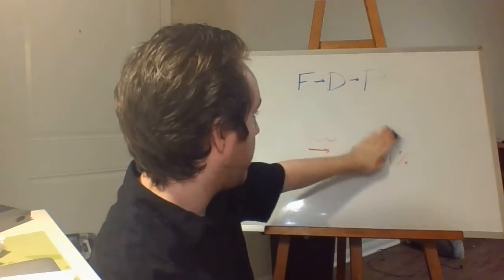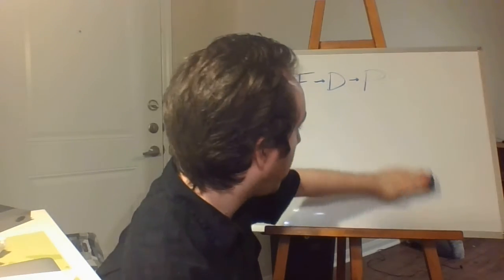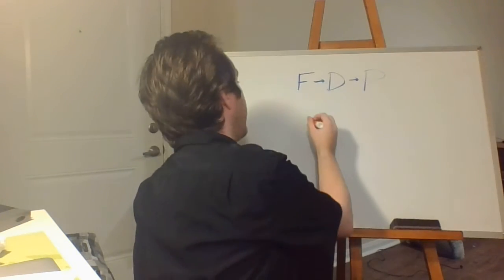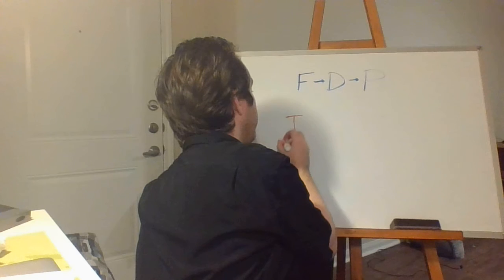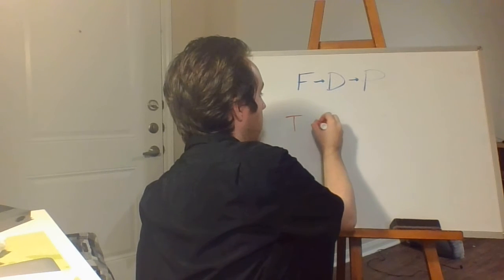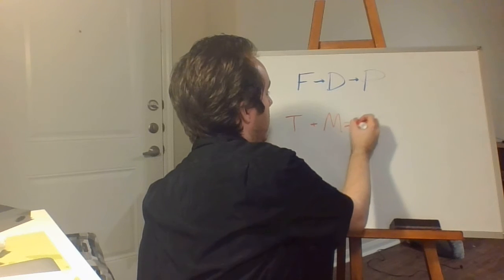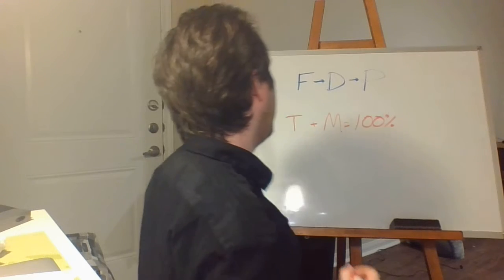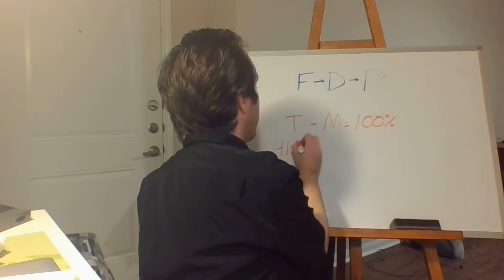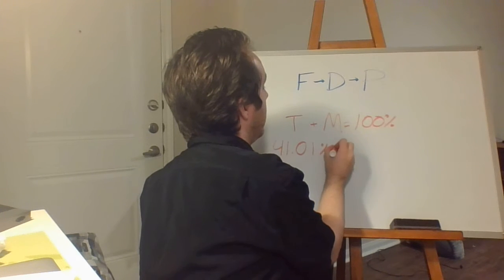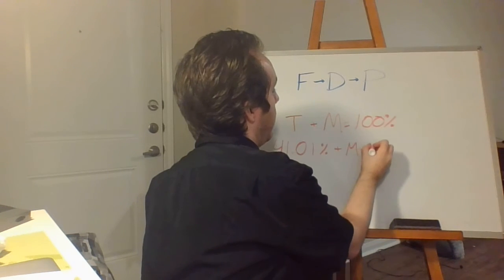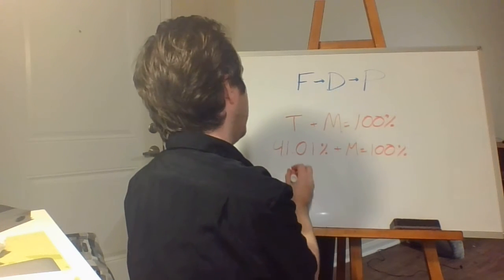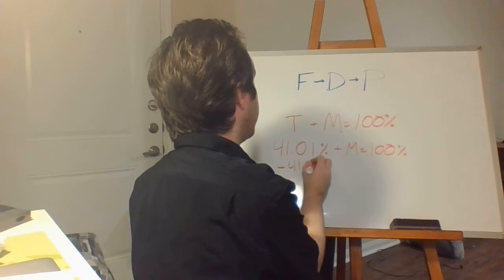Because a thing to understand about pie charts is every portion will ultimately add up to 100%. So if we take our Texan soldiers, whatever percentage of Texan soldiers, plus whatever percentage of Mexican soldiers, it will always total to 100%. Okay? And we already know that my Texan soldiers are 41.01%, plus my Mexican soldiers will equal 100%. And to find that last portion, we subtract the 41.01 to get the M on its own.